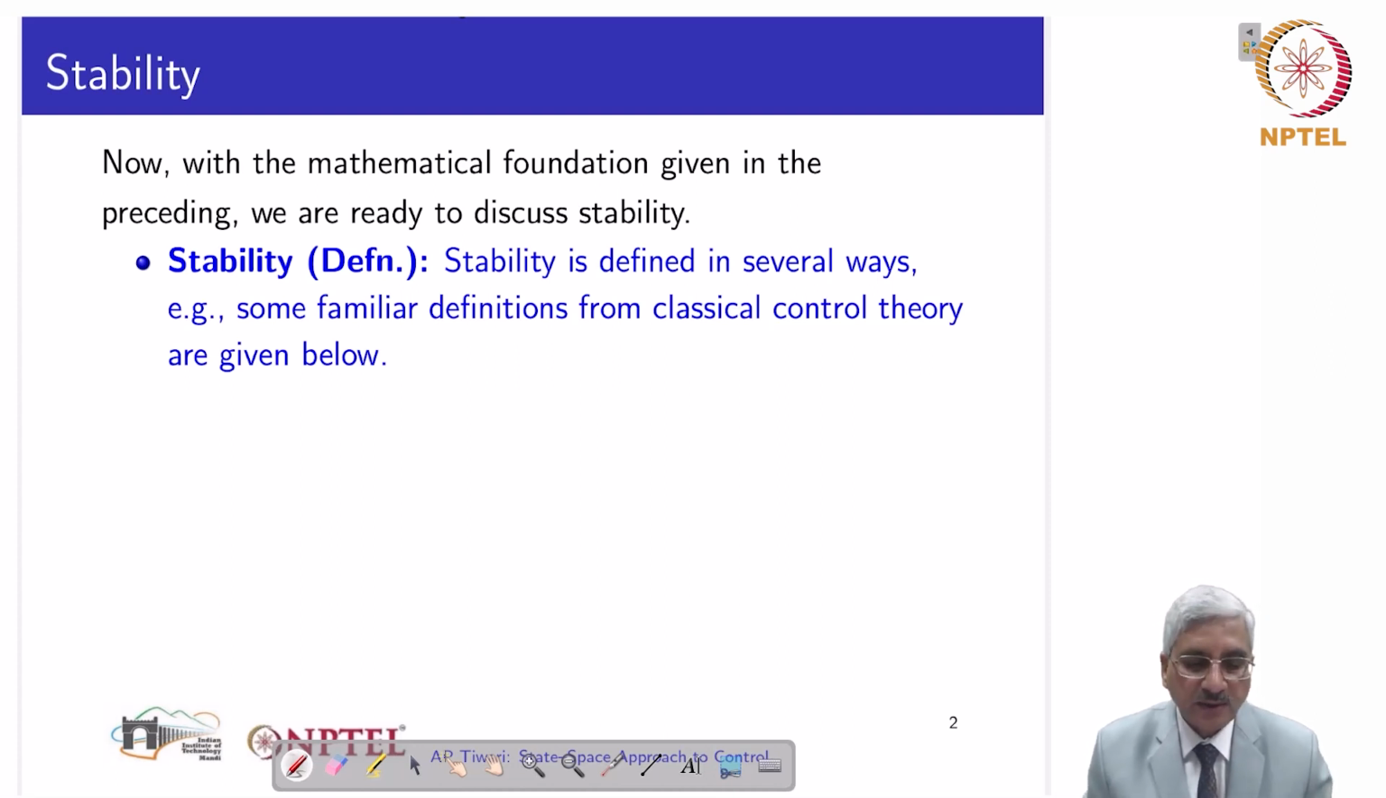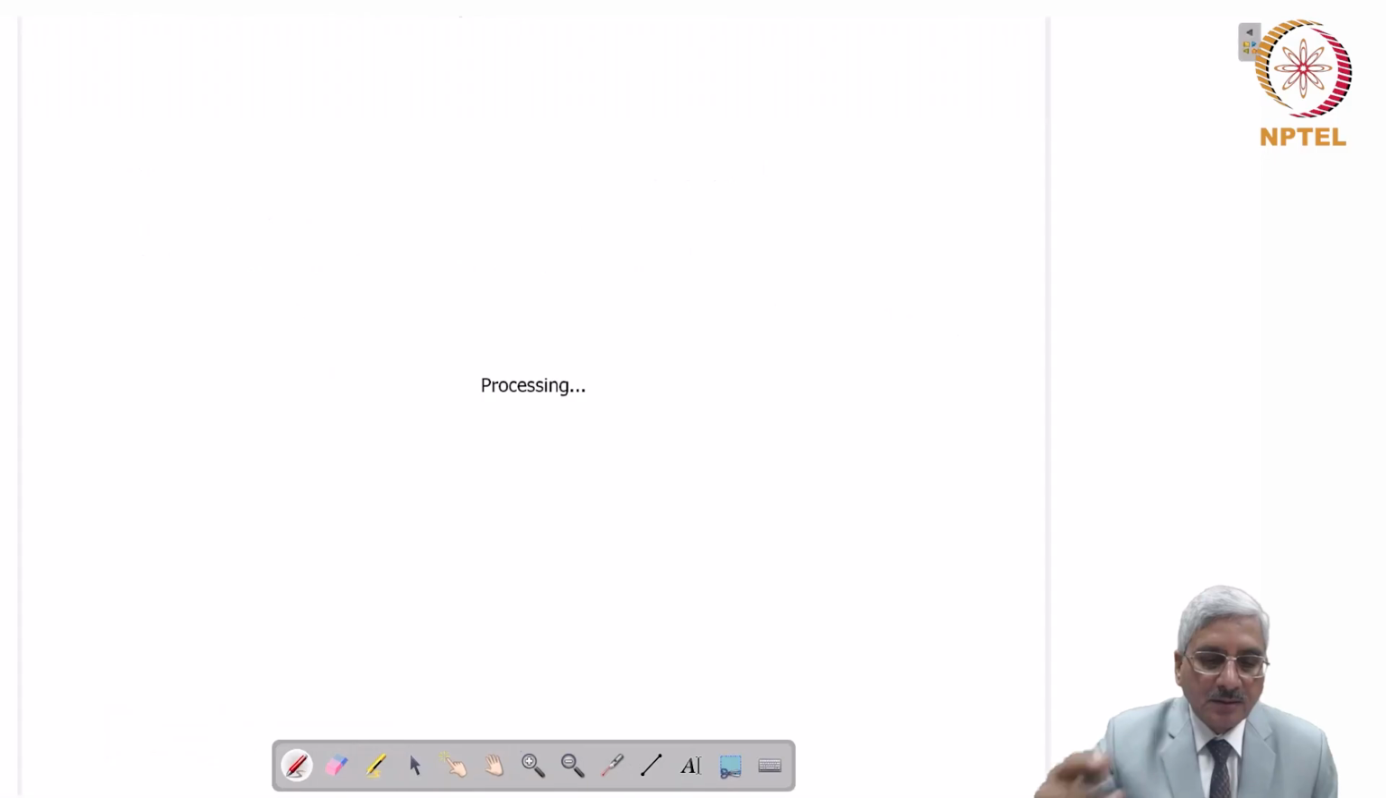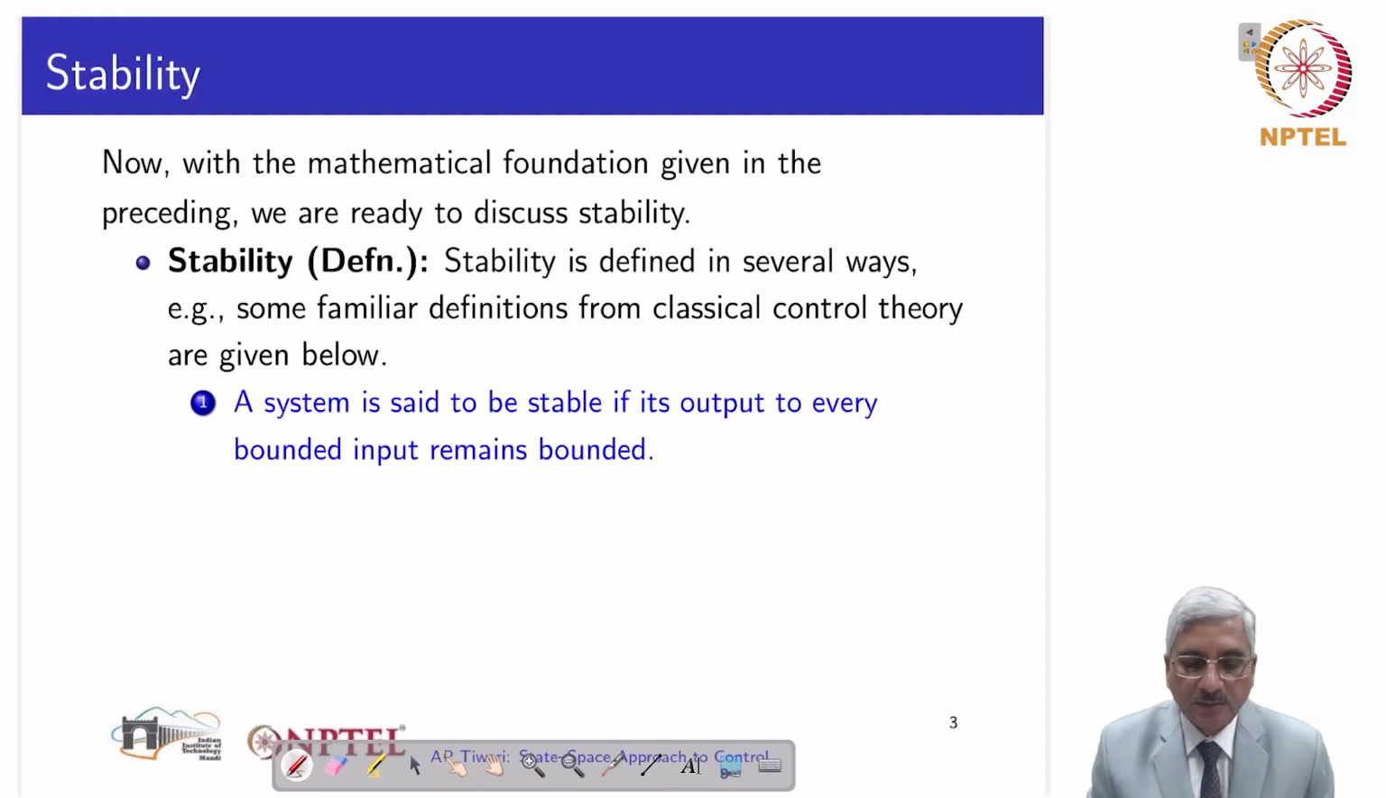Now we see a few definitions from the classical controls. These are reproduced below in my own language. A system is said to be stable if its output to every bounded input remains bounded. This is that BIBO stability, bounded input, bounded output stability.